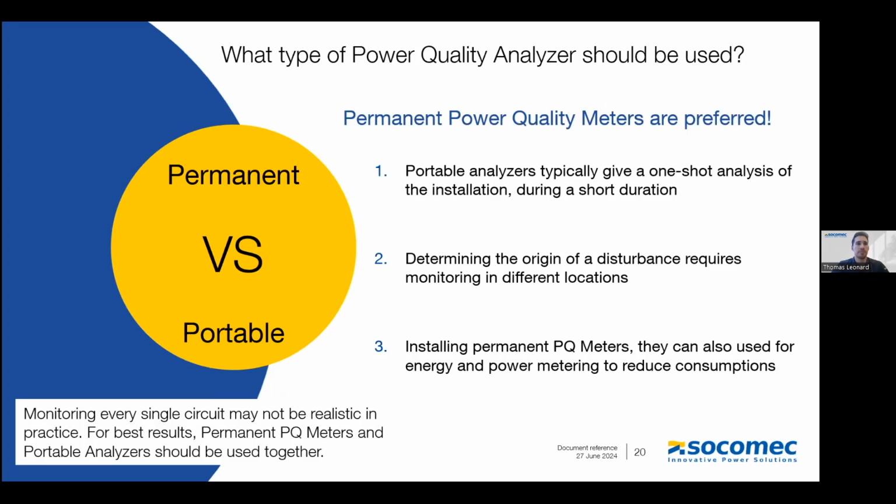A good practice is to mix and use together permanent power quality meters and power monitoring devices with portable analyzers for finer root cause identification. It's not realistic to implement power quality meters on every single circuit within the distribution. So a good practice will be to focus on, of course, the main incoming feed, then the major sub feeds or the major critical loads. And then if additional analysis is needed, you can rely on portable analyzers for that.